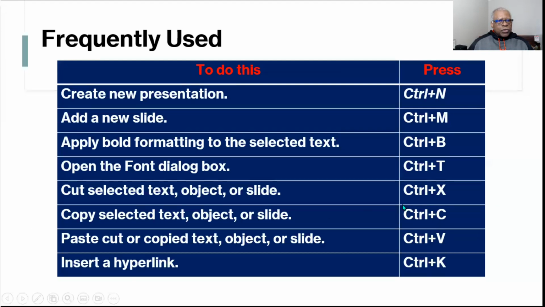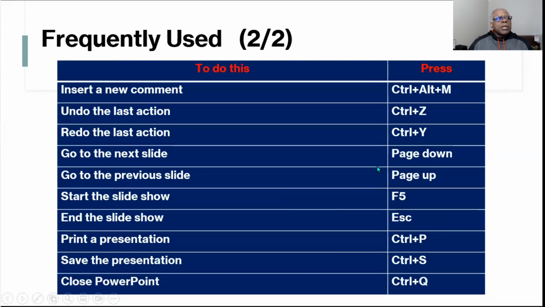We've already talked about Control X and C and V. Control K is hyperlink. If you will remember, once you set up a hyperlink, you can link it to a spot in the file in PowerPoint. You can link it to a different file, or you can link it to the web. Control K, like in kilo. Insert a comment. Control Z, you're probably already using. Undo the last command. Control Y.